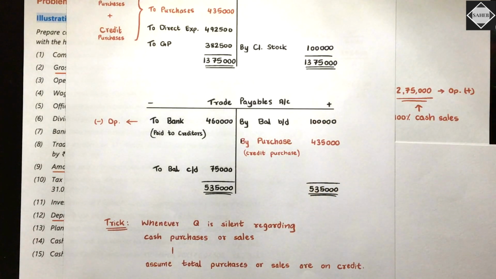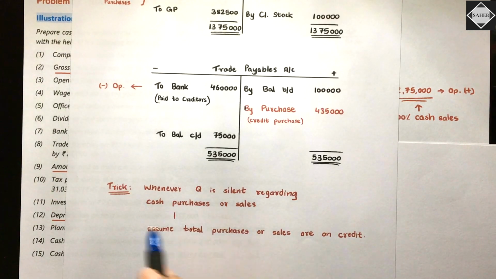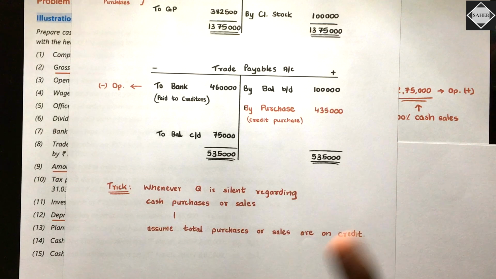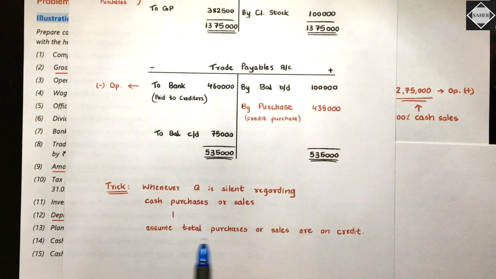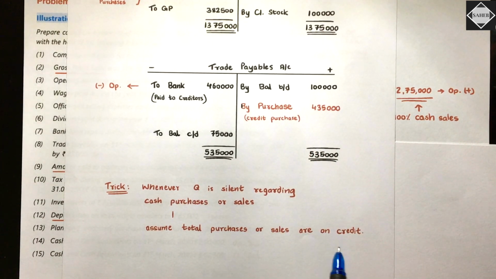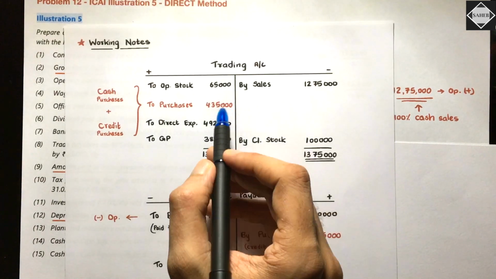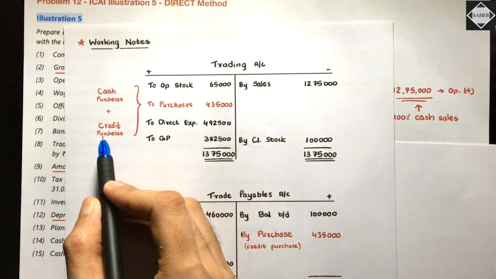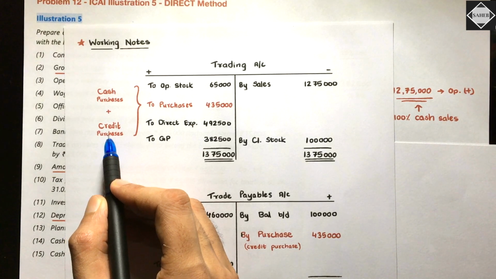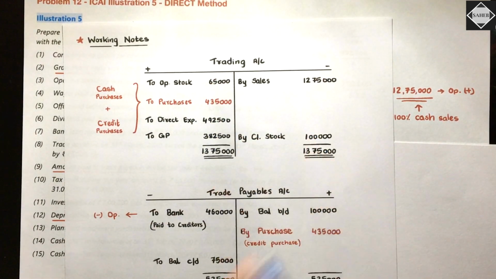I have explained this in the conceptual video also while explaining this small adjustment. Whenever the question is silent regarding cash purchases or cash sales, you have to assume the total purchases or the total sales are on credit only. Is it clear? That's how it is here. This complete 4,35,000 is completely credit purchase. But this can be more also. These are just assumed figures.